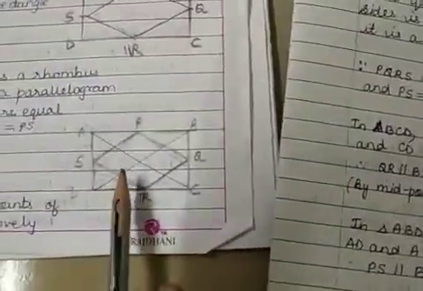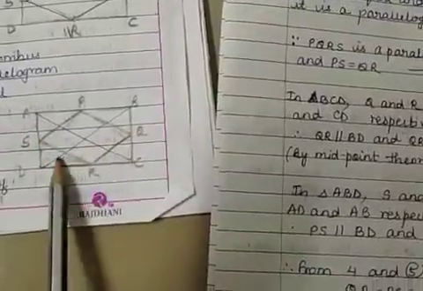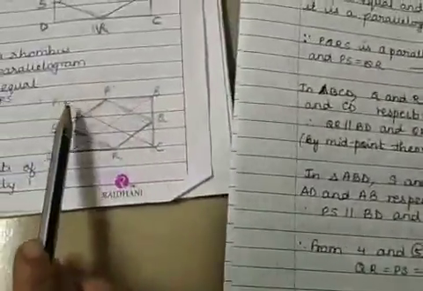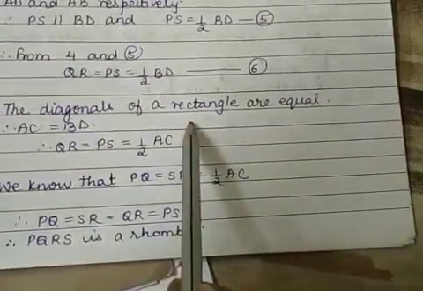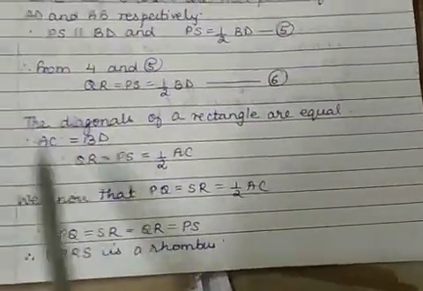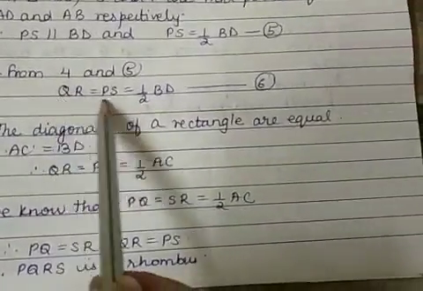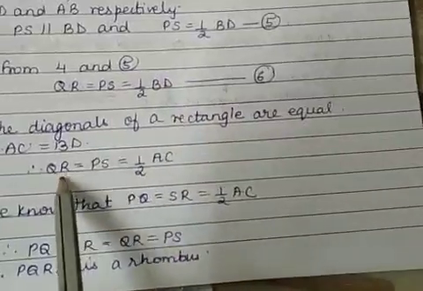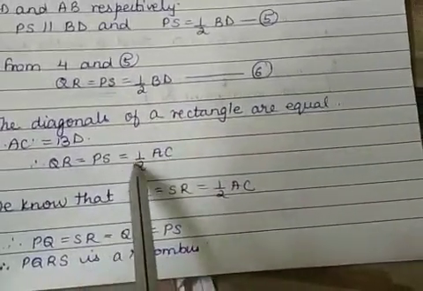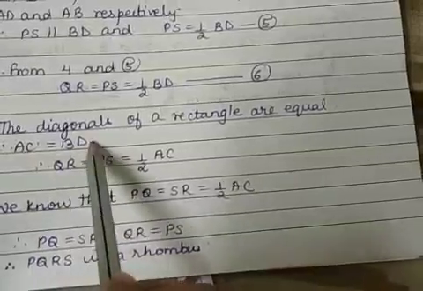Now you know the property of a rectangle which says the diagonals of the rectangle are equal. So AC will be equal to BD, correct? Since the diagonals of a rectangle are equal, AC is equal to BD. So now here we have got QR equal to PS, which is equal to half of BD. So QR is equal to PS, which will be equal to half of AC, because AC is equal to BD.